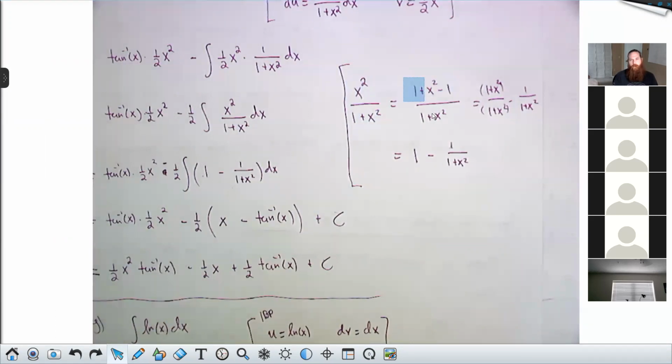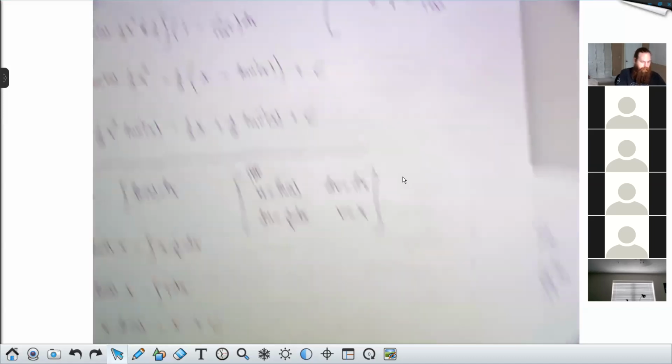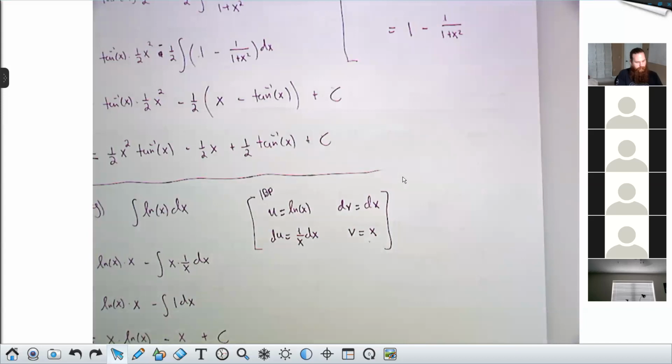And then I regrouped. I took this over this minus this over this. And then these guys cancel, and I just get 1. 1 plus x squared over 1 plus x squared, it's like 5 over 5. That's 1. And then this piece is just minus 1 over 1 plus x squared. We could do this out the long way, if you wanted practice with long division, that is certainly doable.